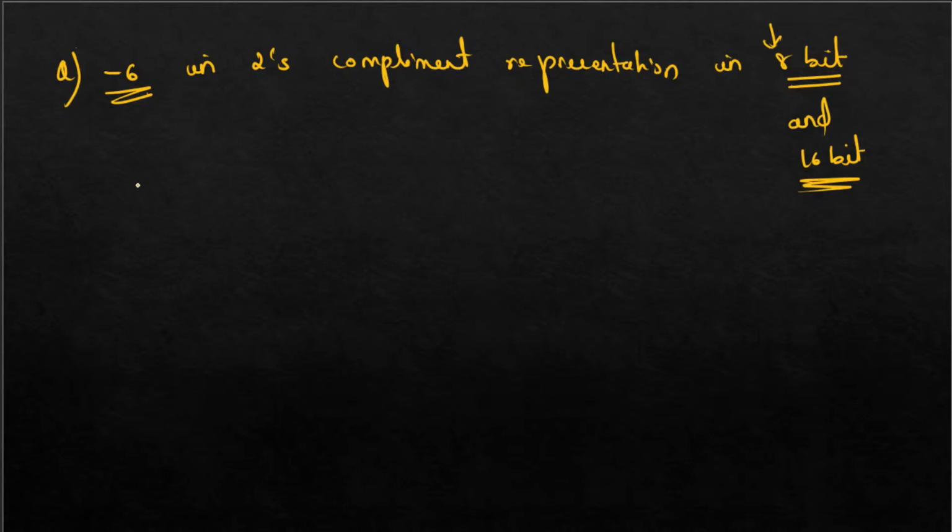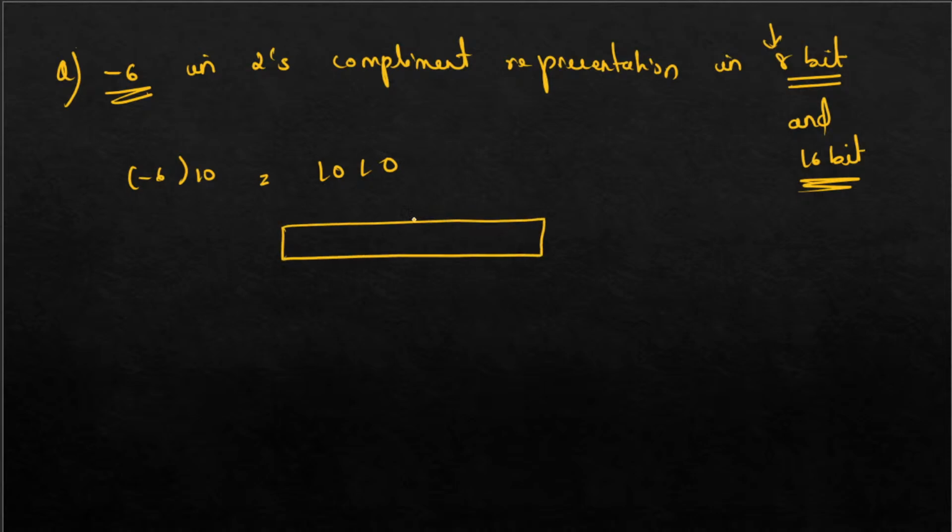First you have to convert -6 into 2's complement. Minimum 4 bits will be required. So what will be the 2's complement representation of this? It will be 1010. And you all know that in 2's complement, if you have to extend the digits, what will be done?